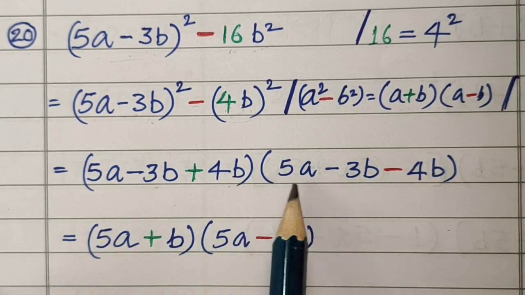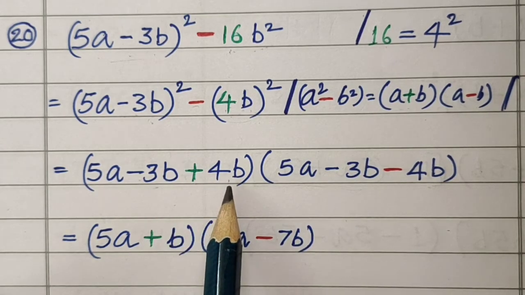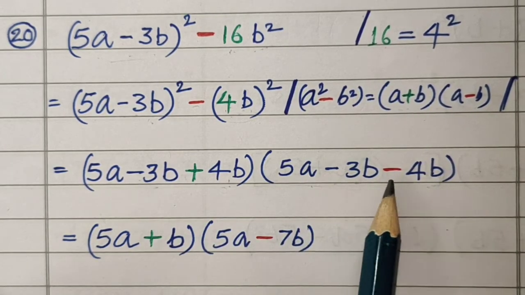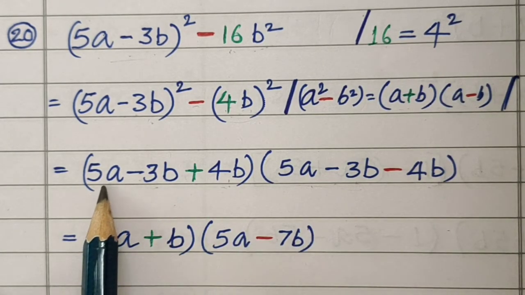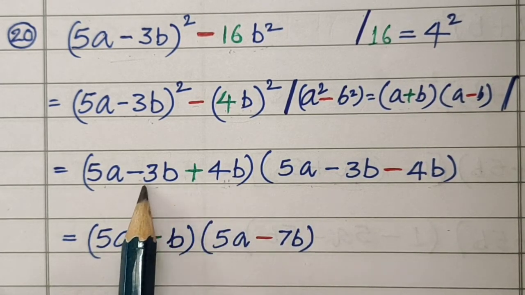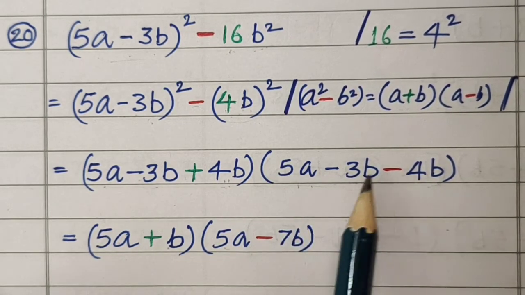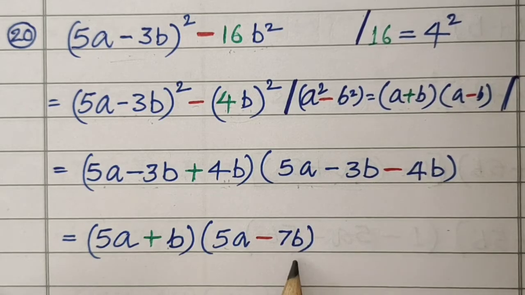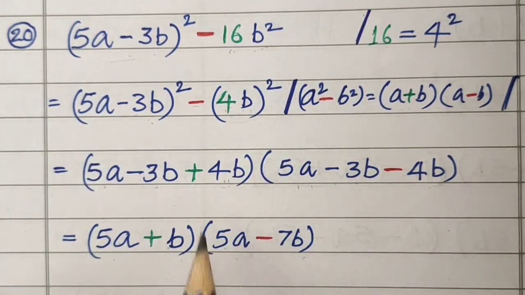(a + b)(a − b): (5a − 3b + 4b)(5a − 3b − 4b). Just simple calculations inside. 5a, then 4 minus 3 will get b. 5a, both are minus, we can add: 3 plus 4 is 7b. When you factorize this, you get (5a + b)(5a − 7b). Whenever you factorize, the answer has to be in the product form.